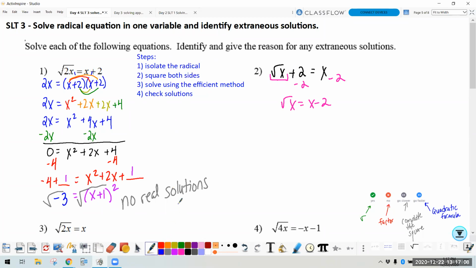So I want you to try. Go ahead, square both sides, see if you can solve with the most efficient method. When you get an answer, you can send it to me in the chat. I will slowly start to show my work.